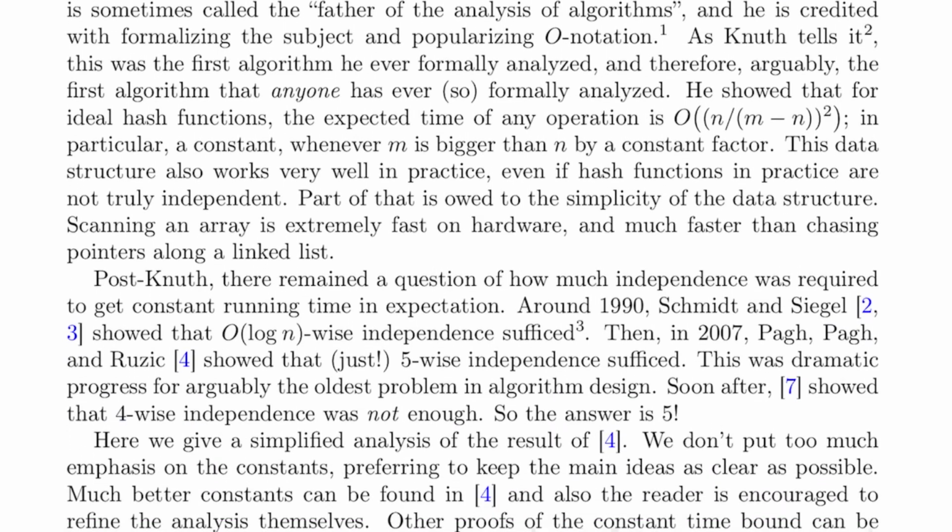Post-Knuth, there remained a question of how much independence was required to get constant running time in expectation. Around 1990, Schmidt and Siegel showed that about log n-wise independence sufficed. Then, in 2007, Pagh and Rodler showed that just 5-wise independence sufficed. This is dramatic progress for arguably the oldest problem in algorithm design. Soon after, it was shown that 4-wise independence was not enough, so the answer is 5.